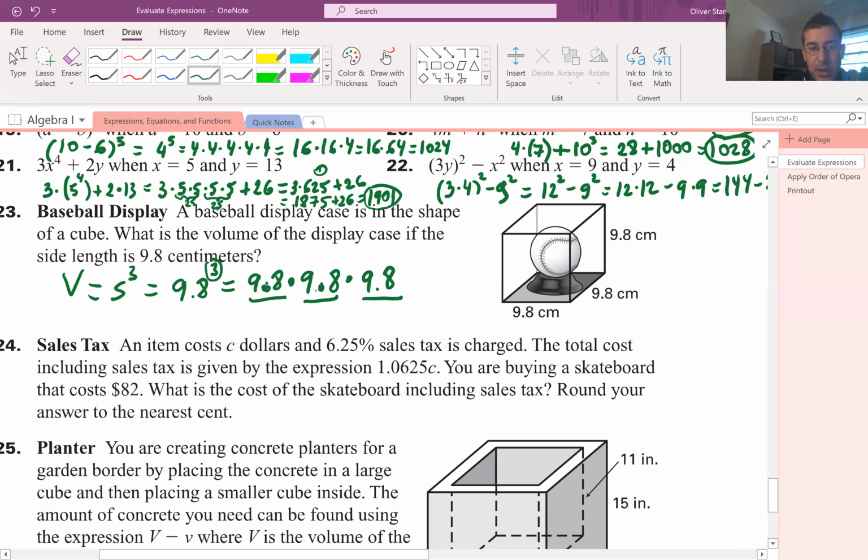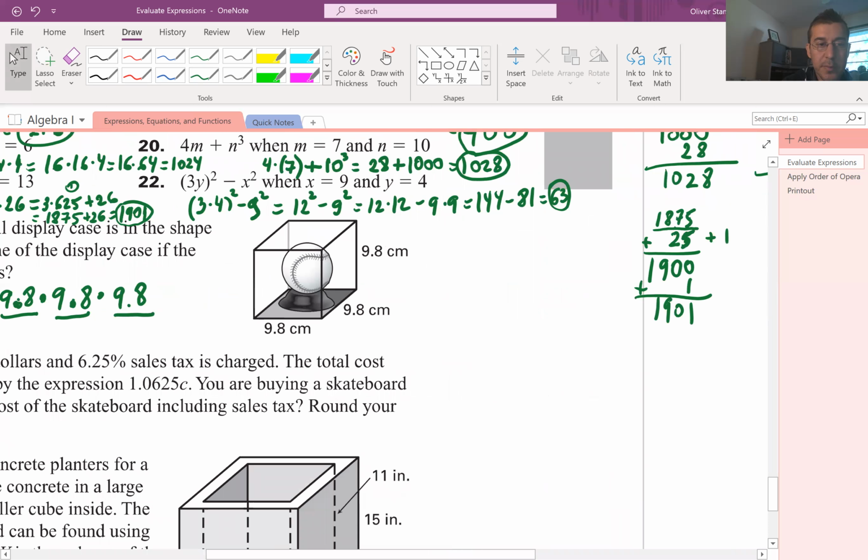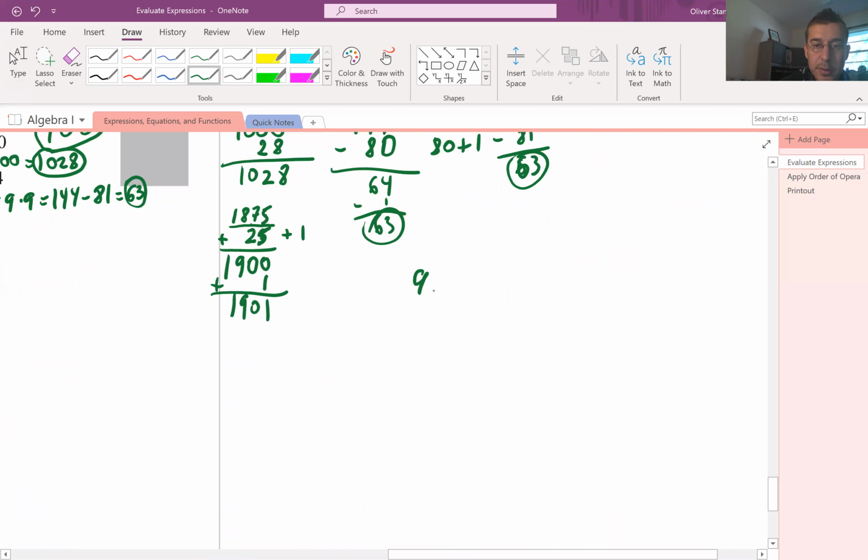So you can do this in the calculator, or if the professor or the teacher lets you. Otherwise, you have to do it on the side. So I'll do it on the side here. So 9.8 times 9.8. 8 times 8 is 64, 4 and 6.